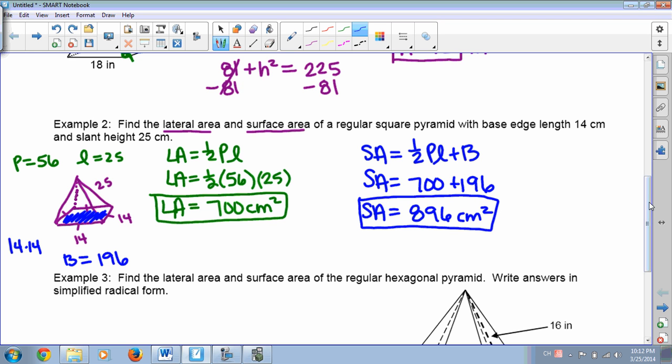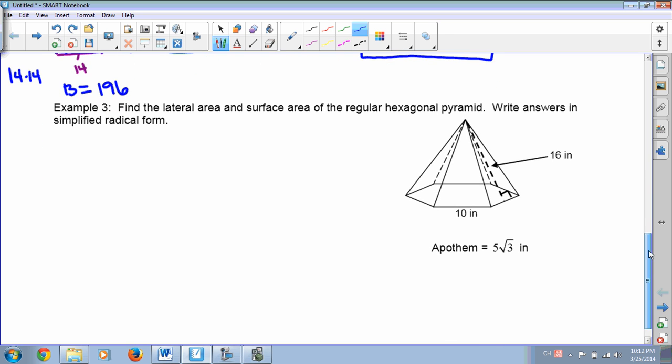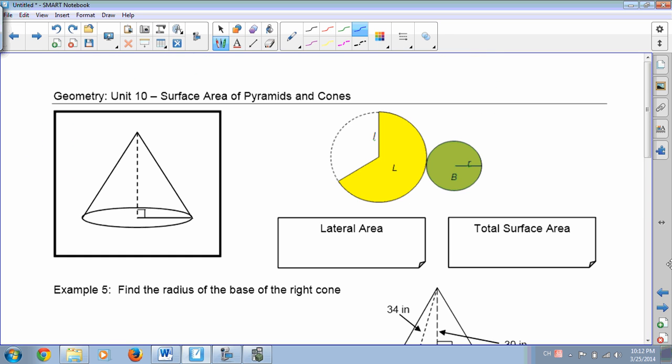Okay. Number 3 we will save for class tomorrow. So go ahead and turn it over to the back.